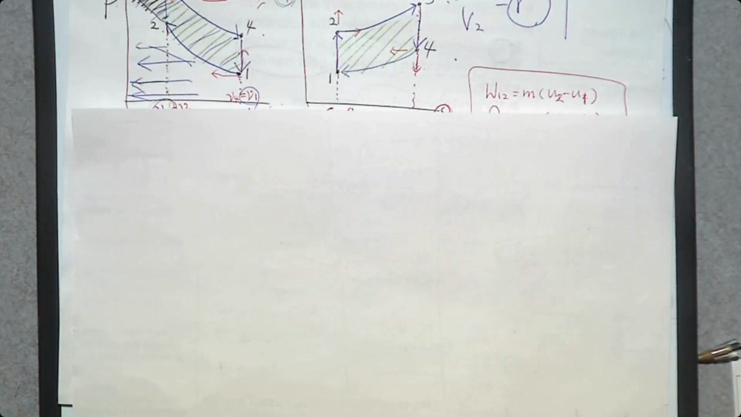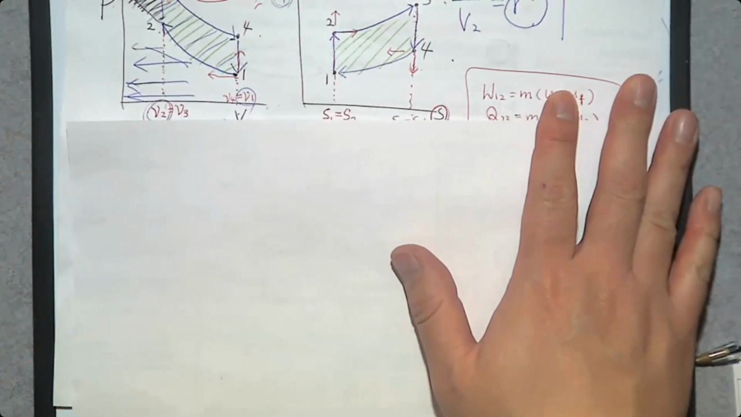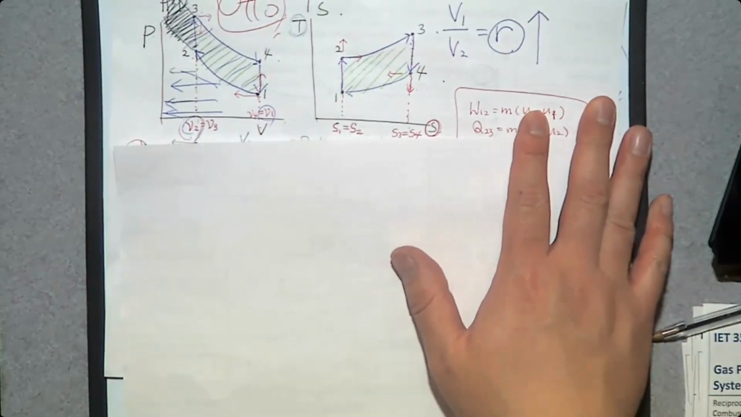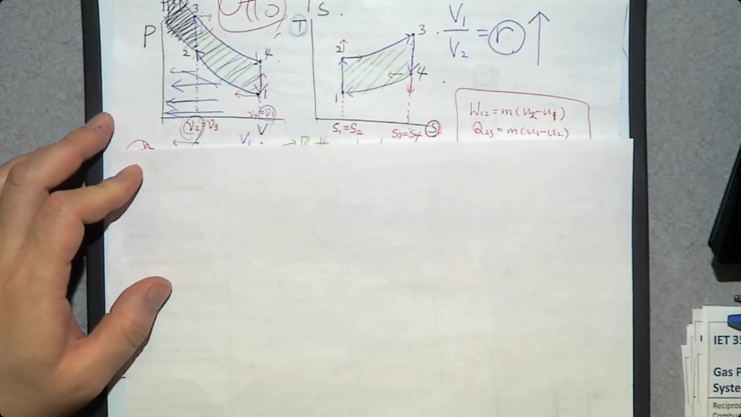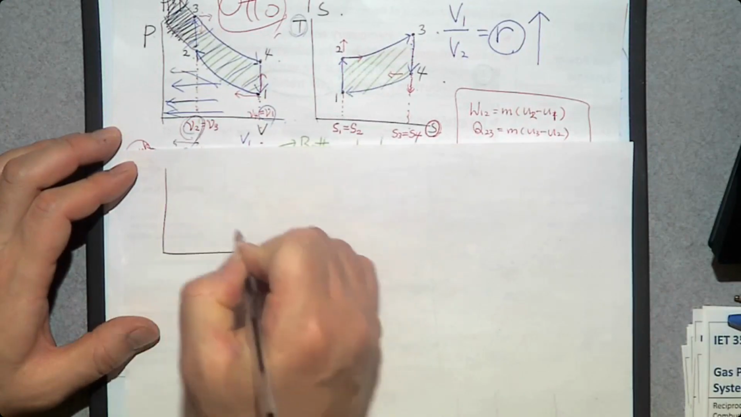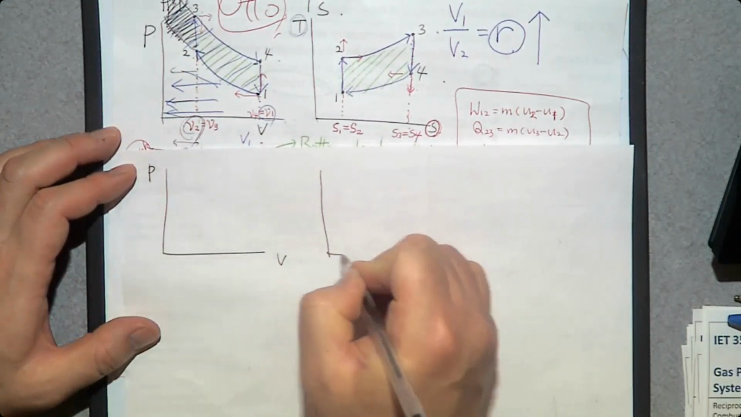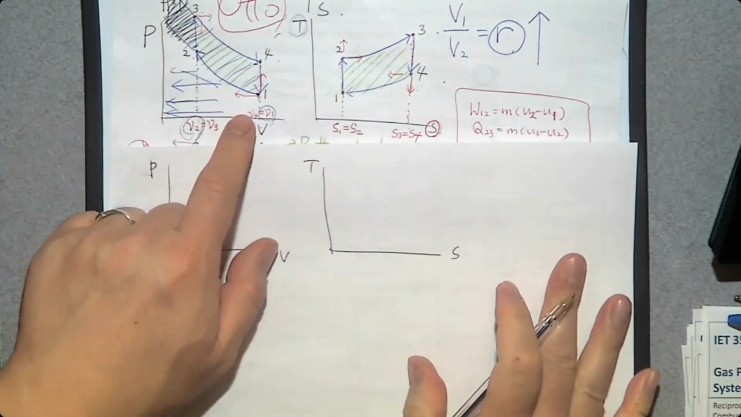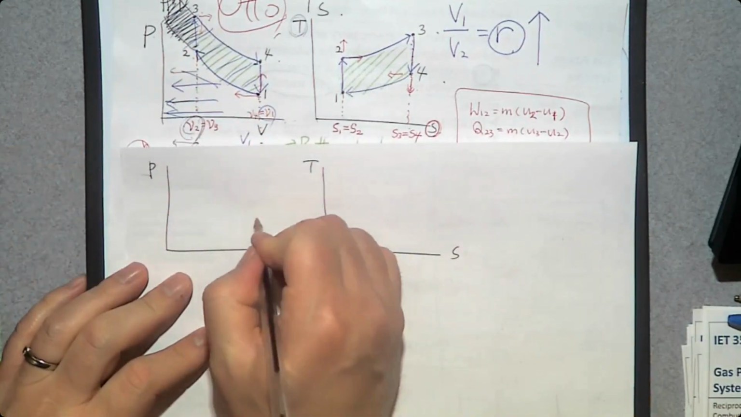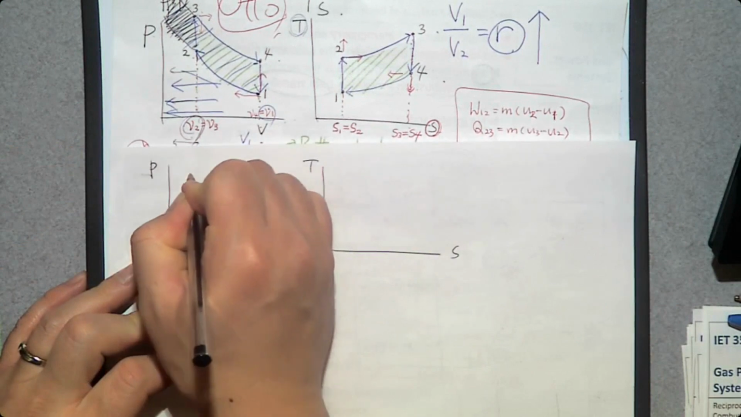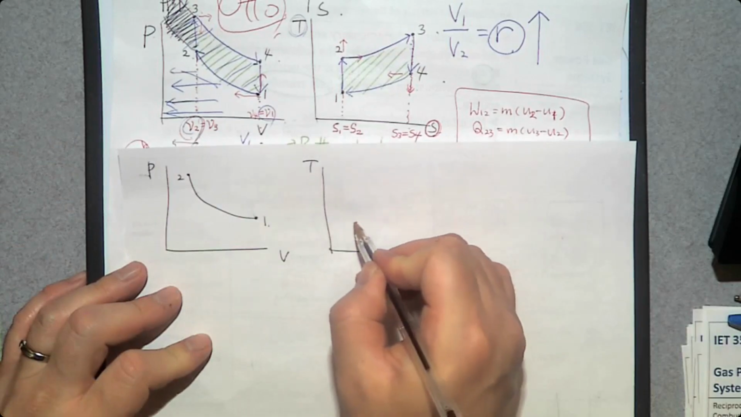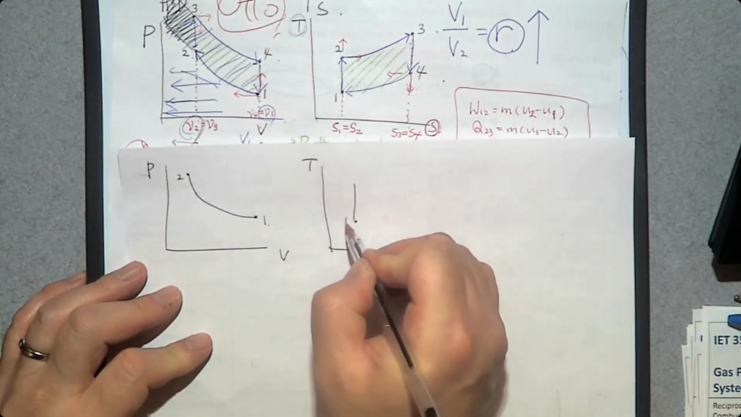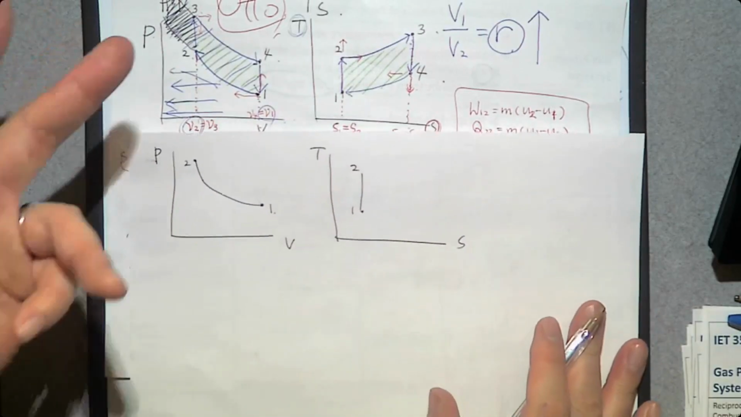Okay, so the only difference is that process 2-3 is a constant pressure process. So let's make the PV and TS diagram together. Initially, isentropic compression, that's the same, 1 to 2. And here, the same, isentropic compression, 1 to 2. Then, the number 2 is different.